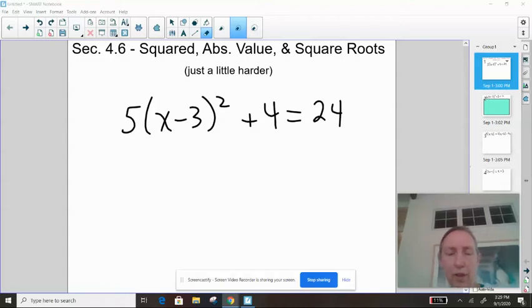So we're going to continue where we left off. Equations similar to what you did yesterday, only just a little bit harder. But you guys are great at equation solving, and the same principles apply.